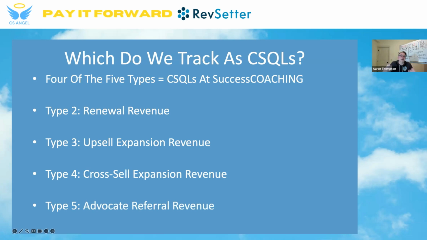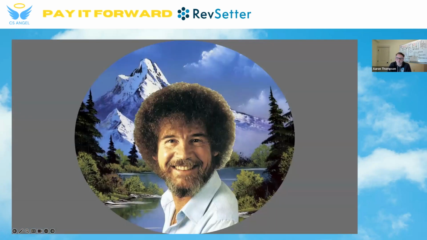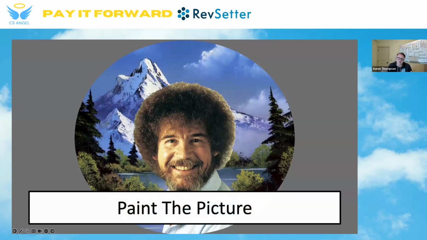If we generate net new leads through advocacy channels, we know without a shadow of a doubt that was a CSQL. That was a customer success driven lead into our funnel. And so what we want to do, I think most people probably know who Bob Ross is. I want to paint the revenue picture, and that's what CS leaders struggle to do oftentimes.